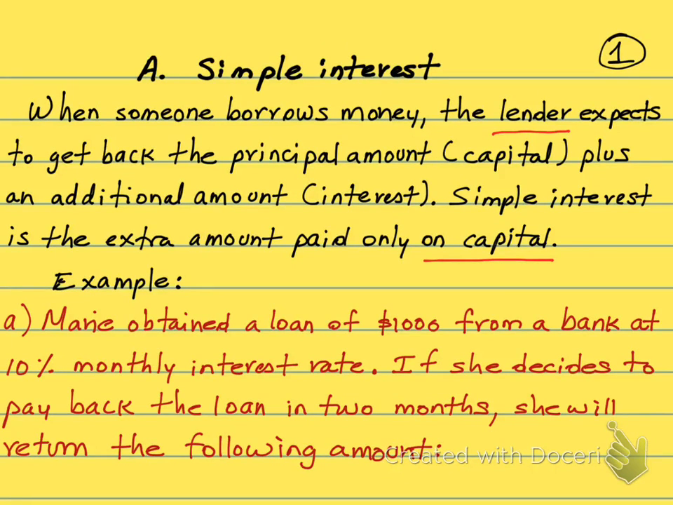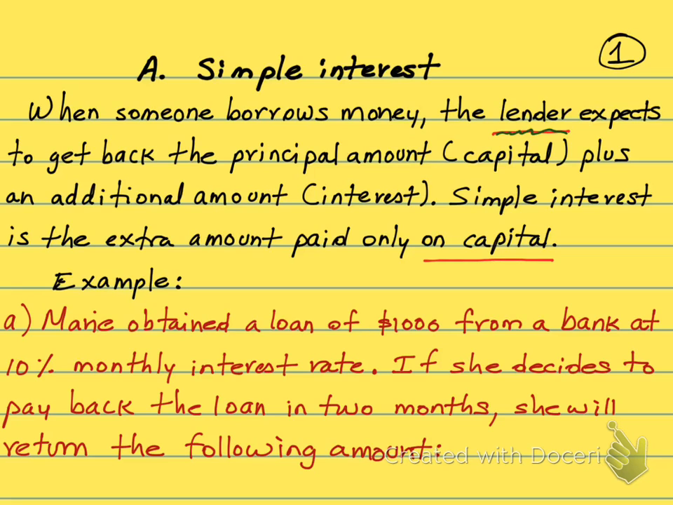Let's talk about simple interest. When someone borrows money, the lender expects to get back the principal amount. This amount is called capital, and an additional amount, and that's the interest. So, simple interest is the extra amount paid only on capital, on the initial capital amount.